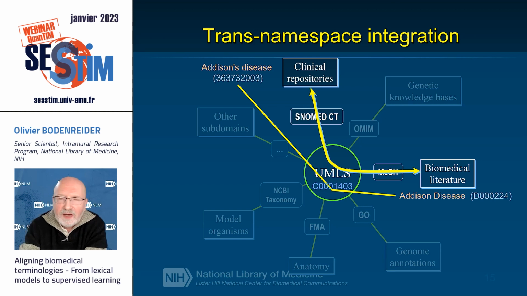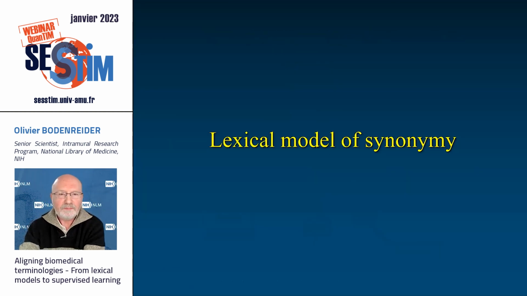So in practice, if you have a medical record coded with Addison's disease using SNOMED, you can, quote unquote, translate it into its MeSH equivalent and start a search in PubMed. That's a typical example. Okay, so having briefly presented the UMLS Metathesaurus and the issue at hand, which is how can we create the UMLS Metathesaurus? How can we identify terms that are synonymous so that we can group them into concepts?